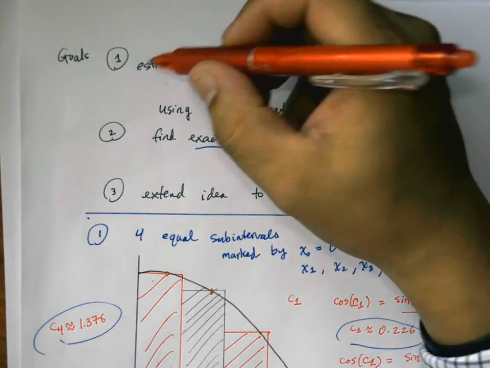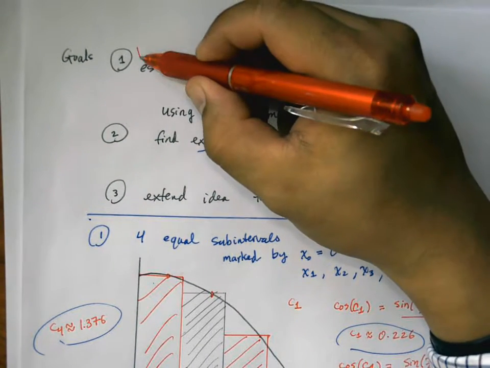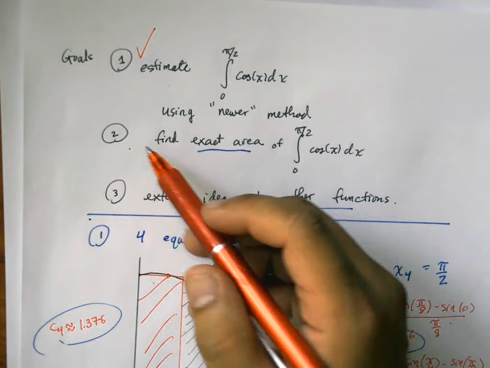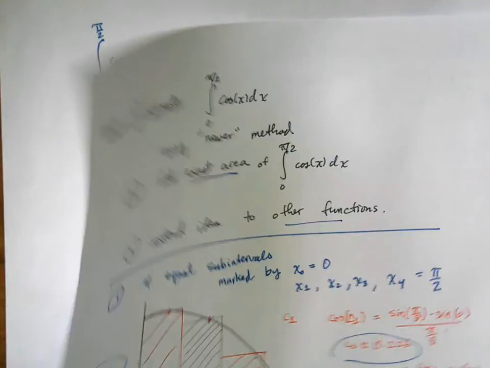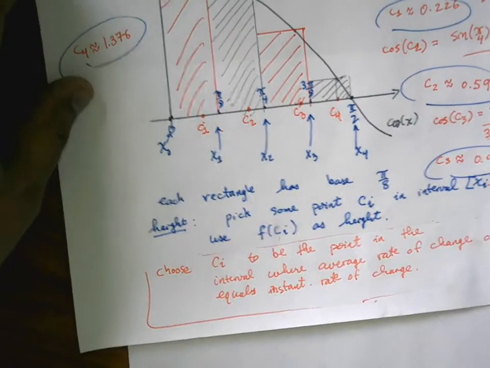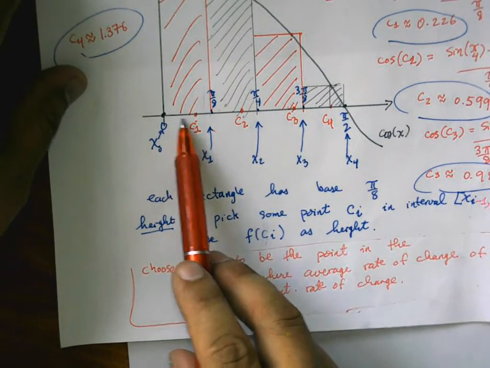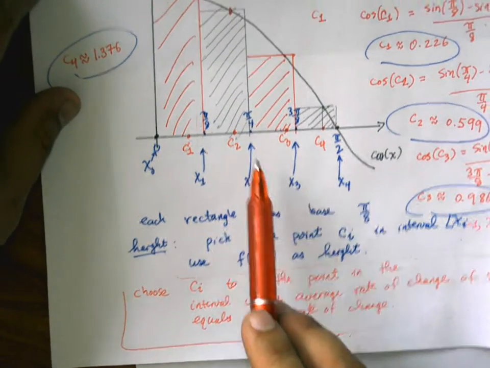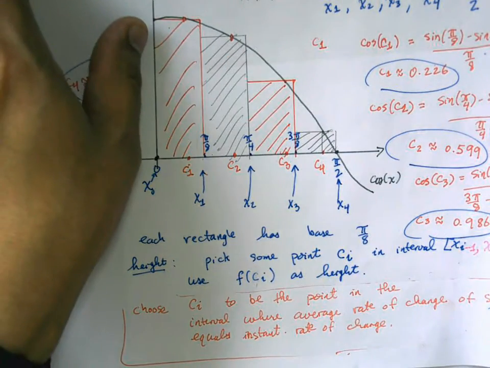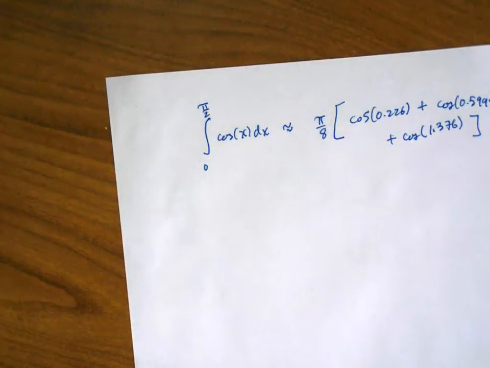So the goals: we estimated this function, done. Now we're going to work on the second goal, and we're going to try to find the exact area of this function. If you recall from what we did earlier, we just diced this up into a bunch of little rectangles and found these points in a very special way. Now we're going to expand and extend on this concept.